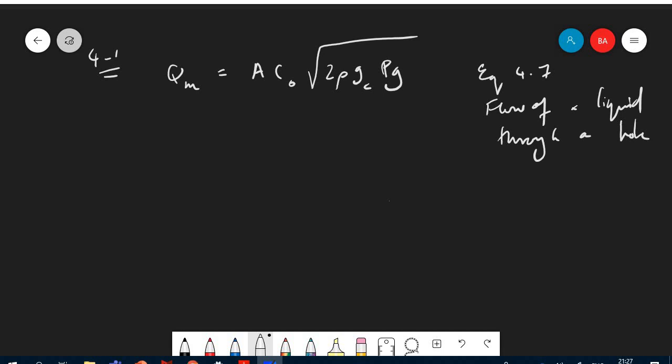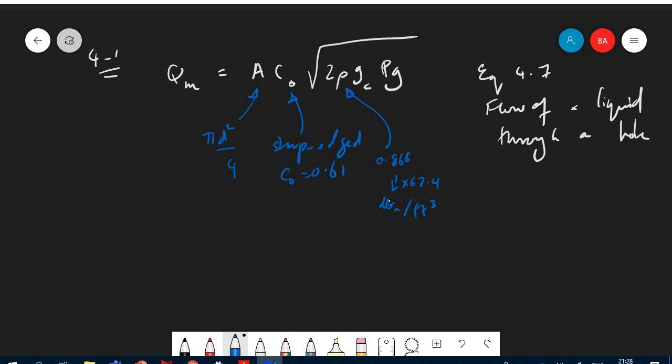So I need to identify the values. A most probably will be pi d squared over 4. Assume that this is sharp edged, so C naught will be 0.61. Density we can get from the specific gravity, which is 0.866. So I just need to do some unit conversion, usually multiplying by 62.4 to get pound mass per feet cube.